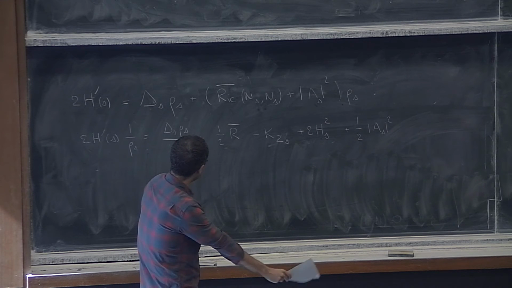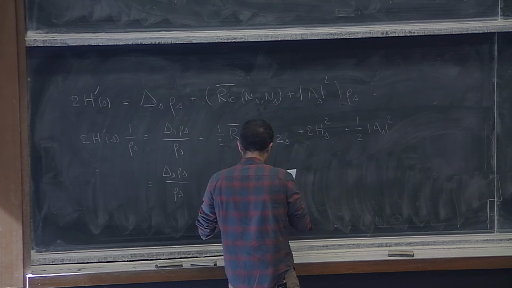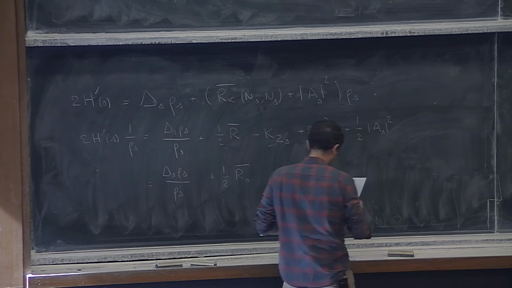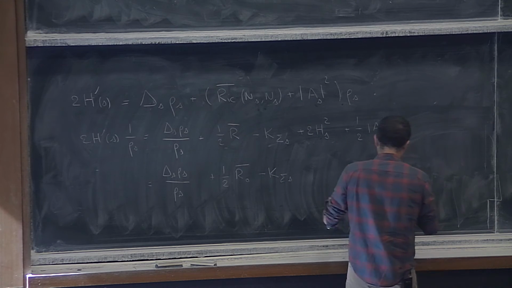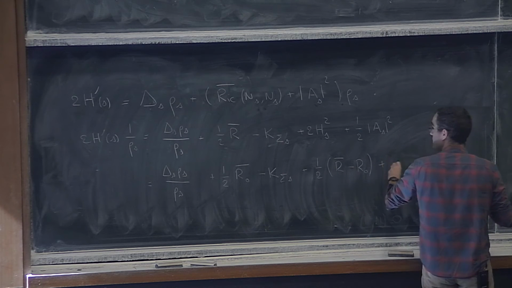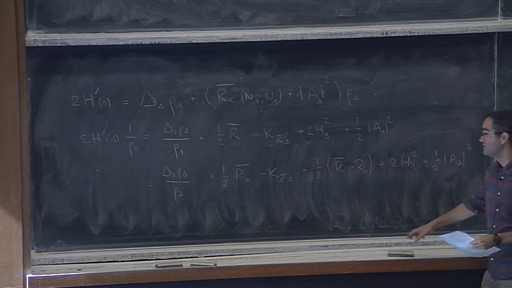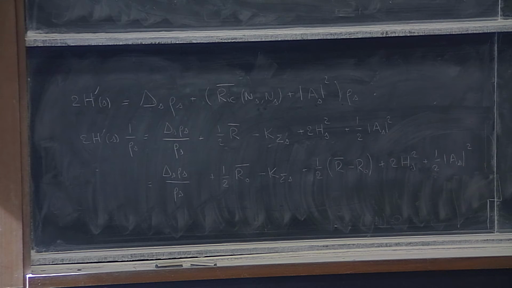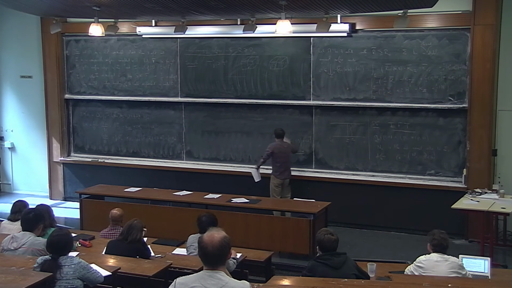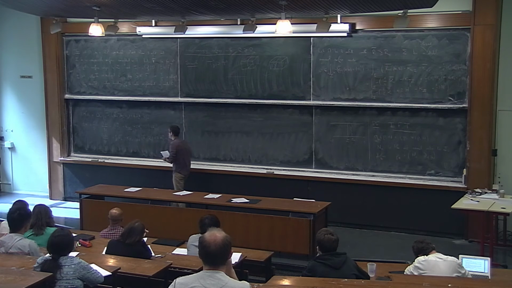And you use the fact that R bar is larger than R naught. So you have this: plus 1 over R naught minus K sigma sub S, plus 1/2 R bar minus R naught, plus twice H S square plus 1/2 A S square. Okay, so you have this.